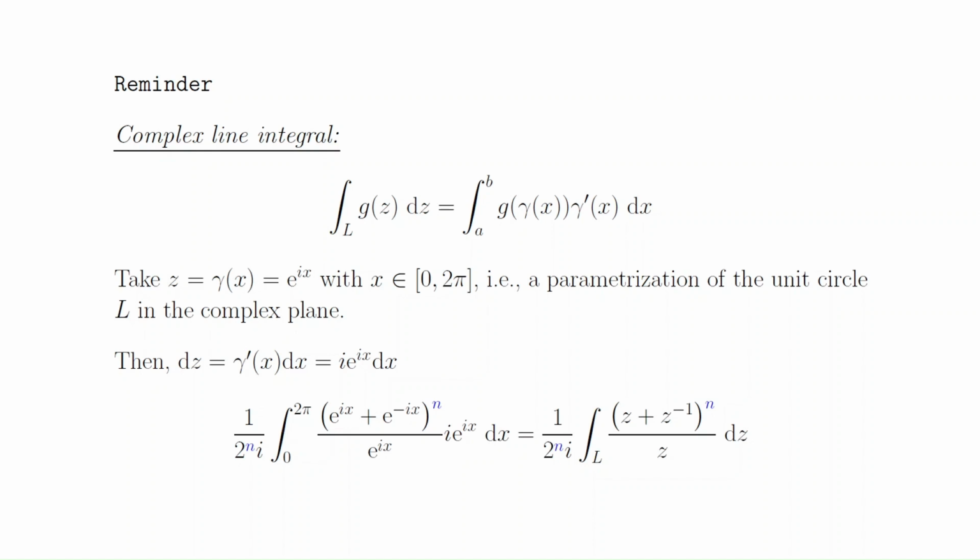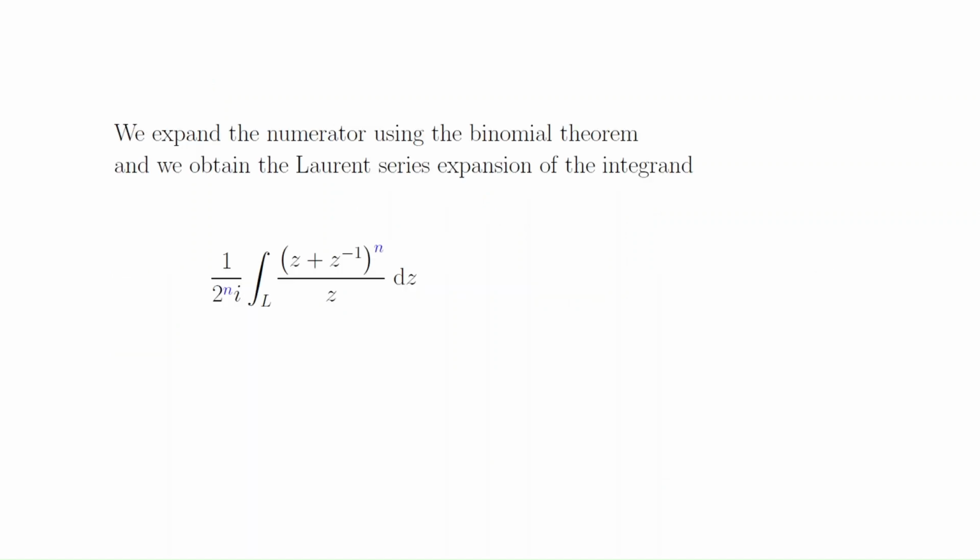Now the conversion is straightforward. Put e to the ix equal to c, e to the negative ix equal to c to the negative 1, and also substitute the new differential. Now expand the numerator using the binomial theorem. You know that you can write a sum of two terms to the power of n as a finite sum of n plus 1 terms. In particular, you see on the right the result of expanding the numerator with the corresponding products of the binomial theorem.